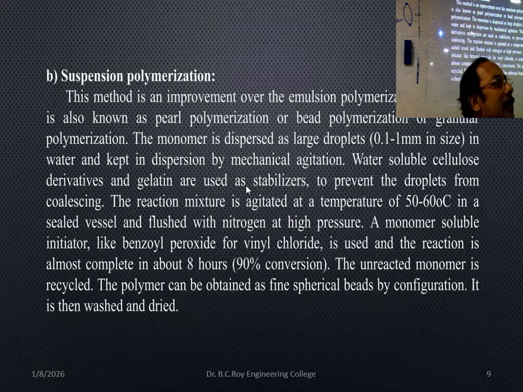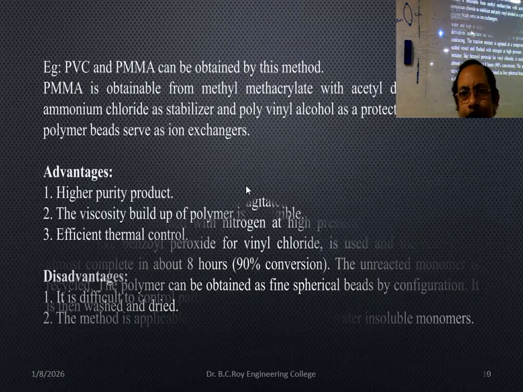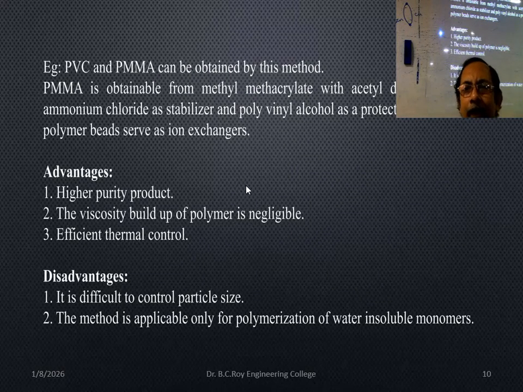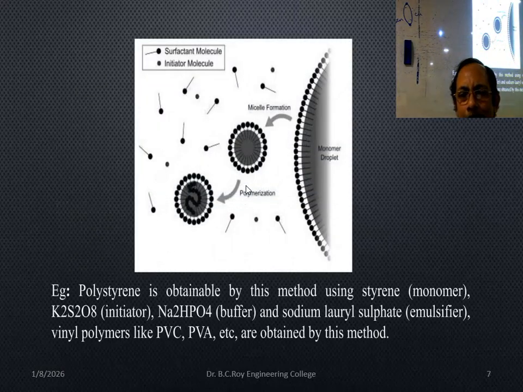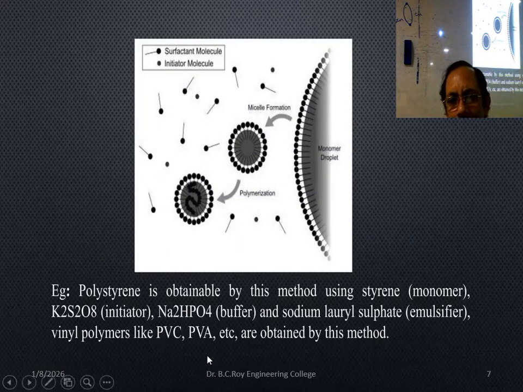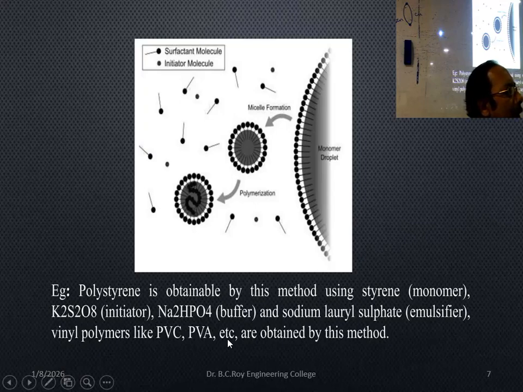Another phase is called the suspension phase. Emulsion phase is throughout the bulk, suspension phase is on the top. If the reaction is happening on the top, that is the suspension phase. If the reaction is happening in the bulk, that is the emulsion phase. PVC and PMMA we are getting by this suspension phase. PMMA, polymethyl methacrylate, PVC, polyvinyl chloride. This polymerization we are doing by the suspension method. And by this emulsion method, it is written PVA, PVC, these are obtained.